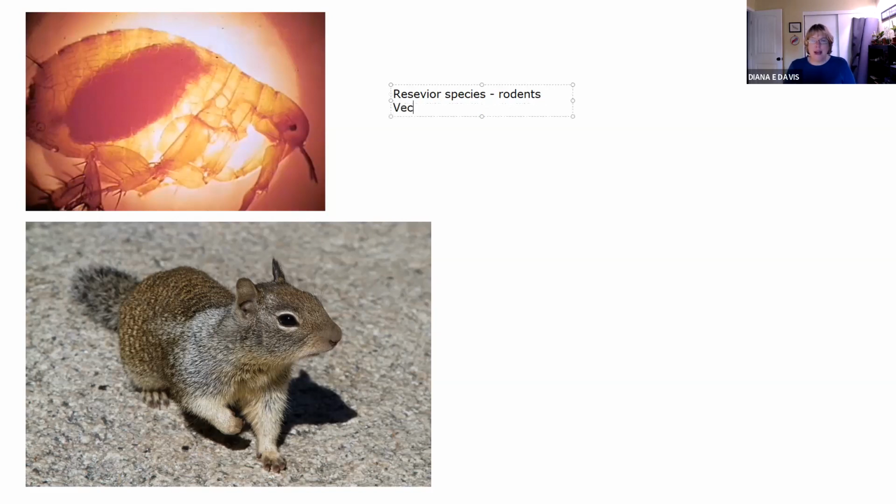And our vector is the flea. So humans do not get plague directly from the rodent. A flea has to bite an infected rodent and then bite a person. And that is how the bacteria gets into the human.